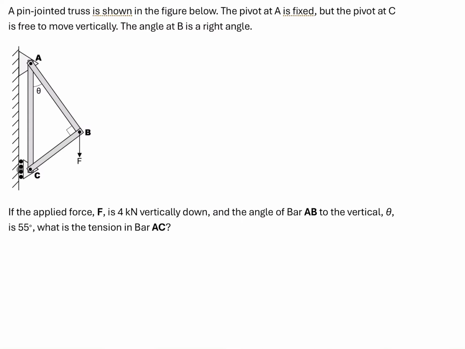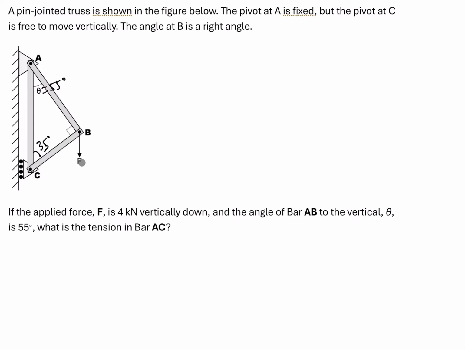In this question, we have truss structures A, B, C. Members AB and BC are at a right angle, as shown here. Theta is the angle between member AC and member AB, and in this question theta is equal to 55 degrees. Then we know the angle between member AC and member BC is 35 degrees.